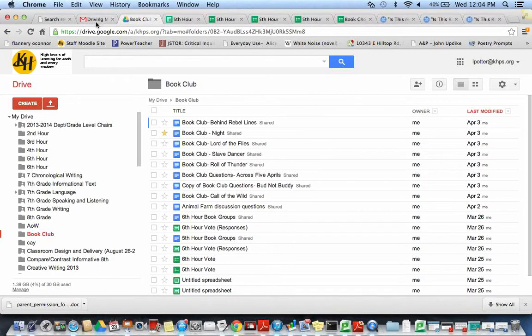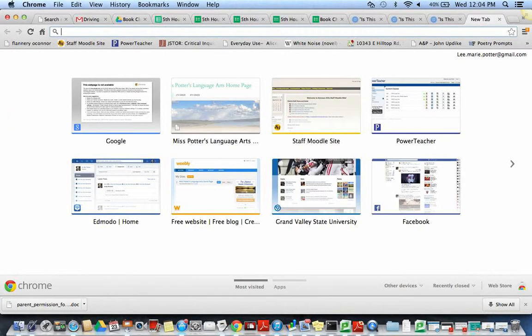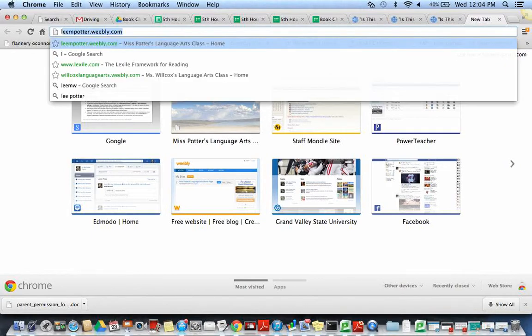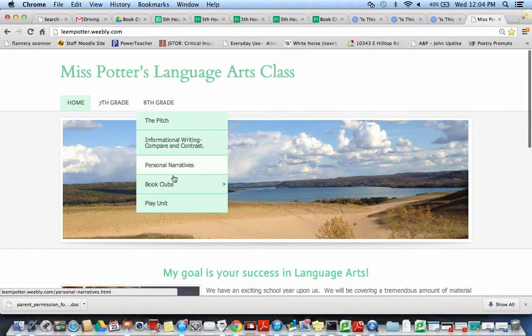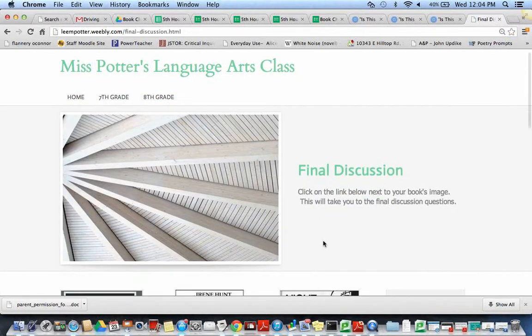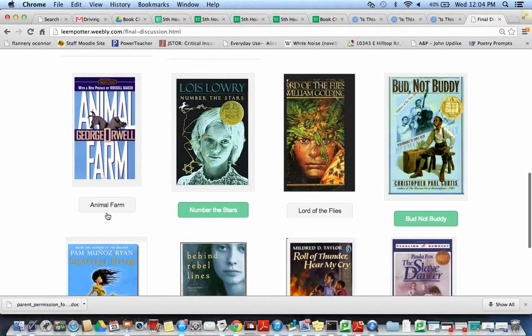Upon the completion of the novel having been read, they had a final book club discussion that they needed to complete. This final book club discussion was something where they went to our Weebly site, which is a common practice that they have, and then they found the novel that they were discussing. They clicked on the link, and then they found a Google document that they made a copy of.